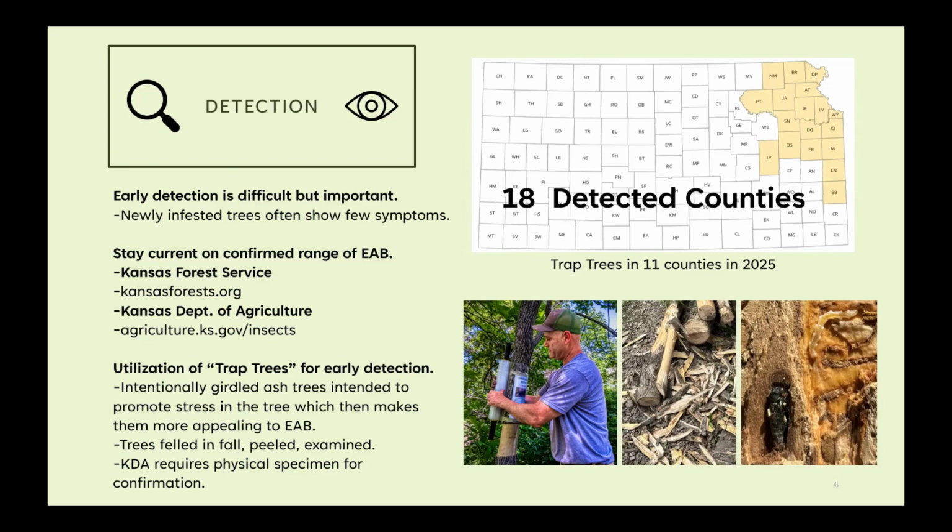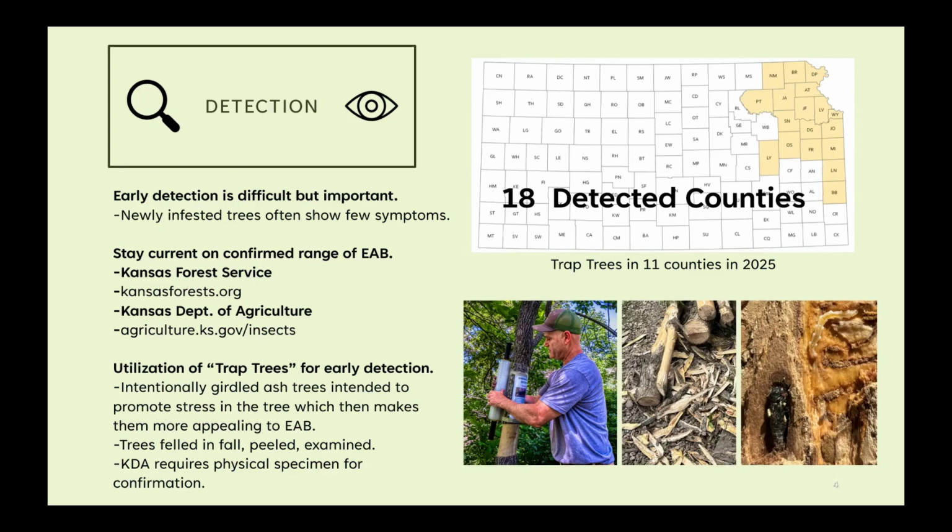We work with KDA on this and for confirmation of these physical specimens that are found. And so you can see in the images there on the bottom right, there is a sign being installed on a trap tree. And that sign just shares information on emerald ash borer itself and what the purpose of that trap tree is.